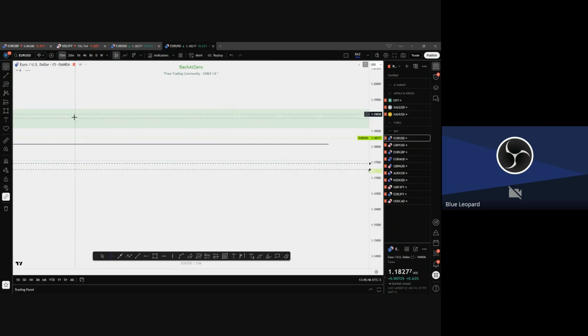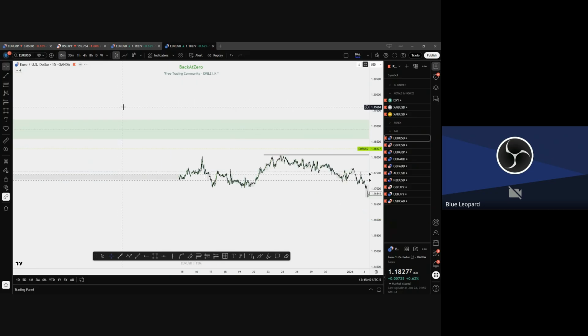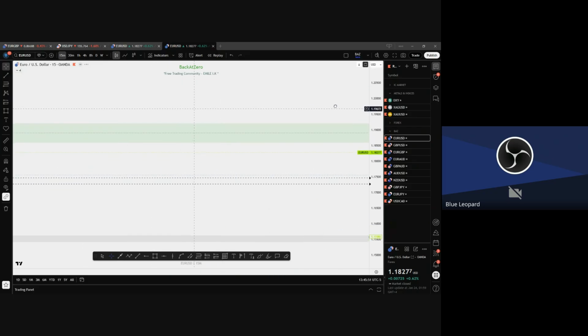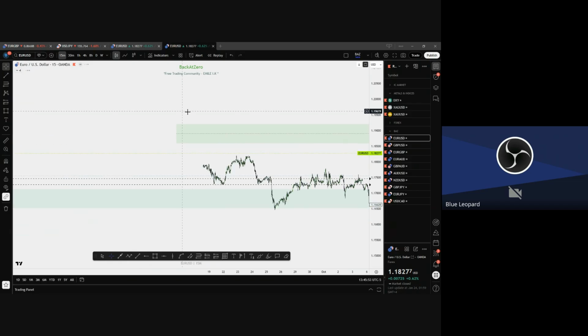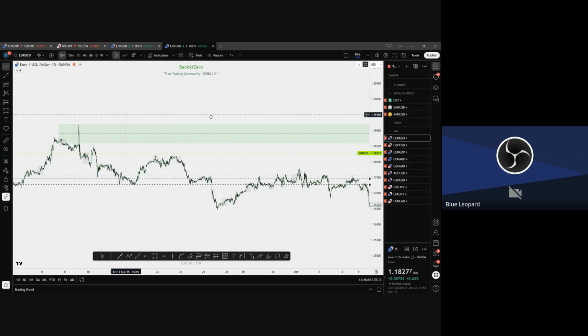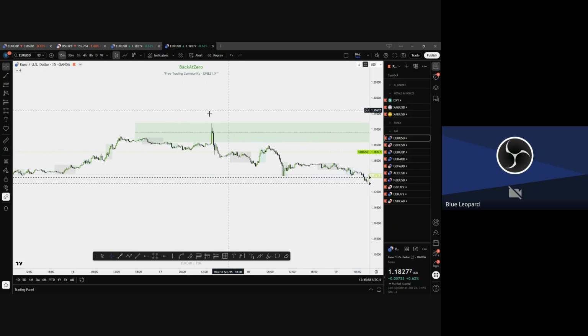So it was news. News only created wicks like this because I'm going on an M15. And if we saw it play out, yeah, you see, it's an engulfment. It's a bullish move before the drop. It's this one here.